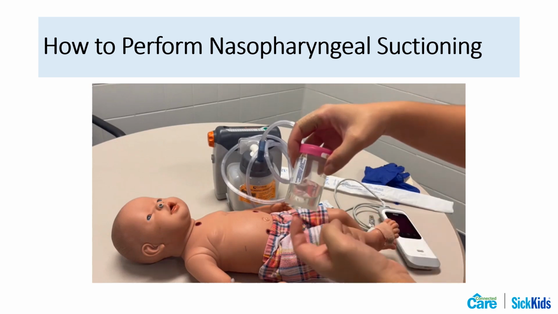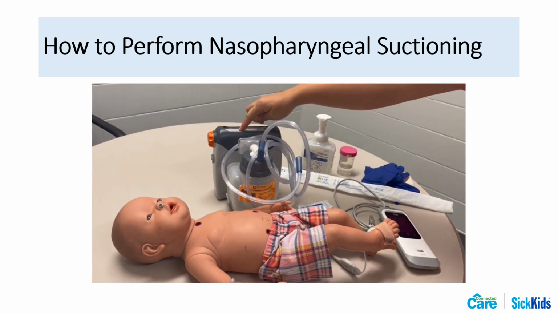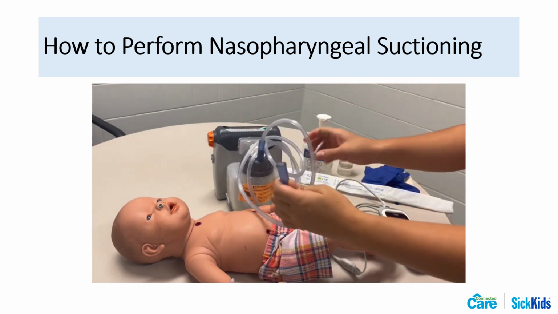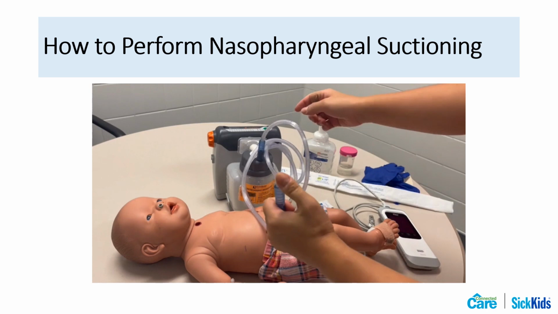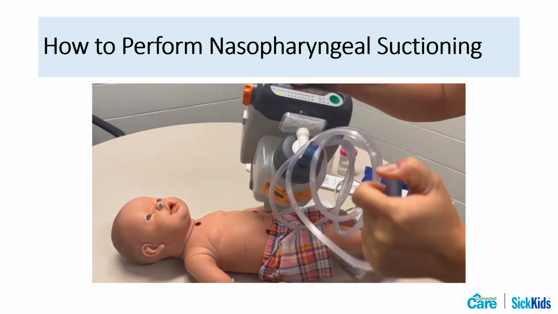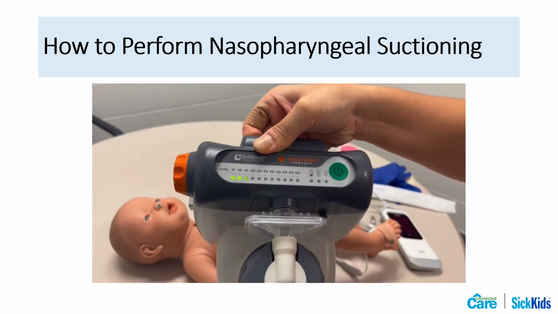Fill a clean container with sterile water or saline. Ensure your suction machine is set to the appropriate pressure. Make sure the suction machine is at the correct setting by occluding the end of the tubing with your thumb to check the pressure. Do not pulsate the end.